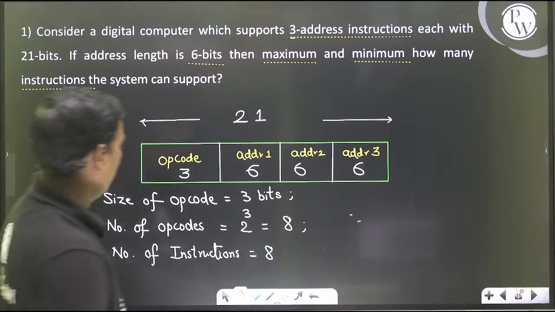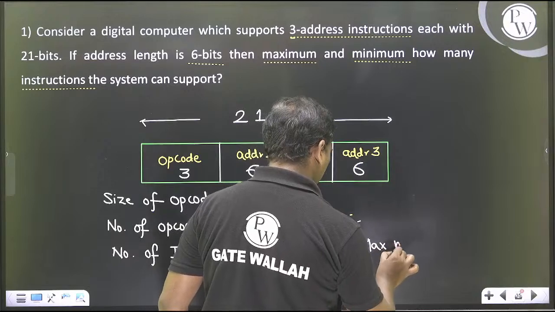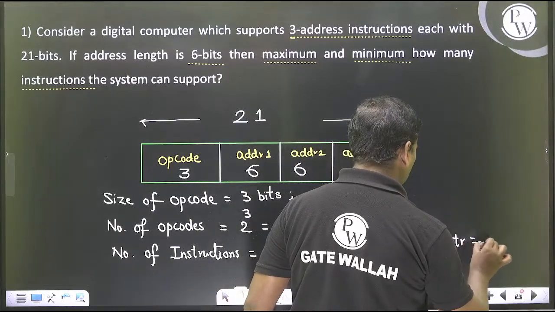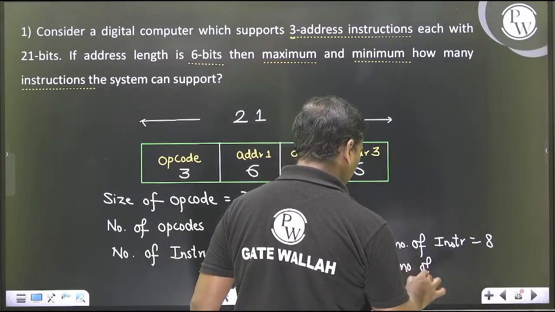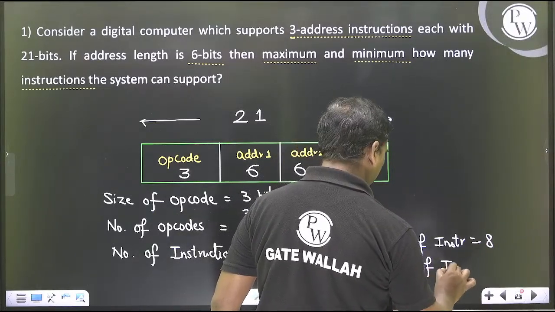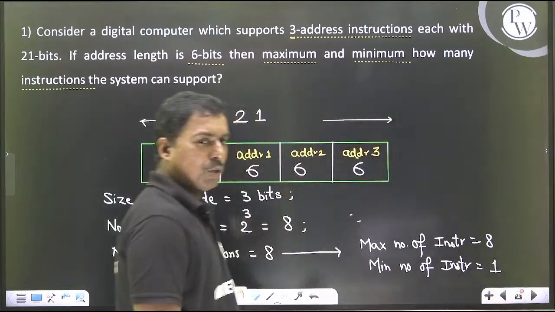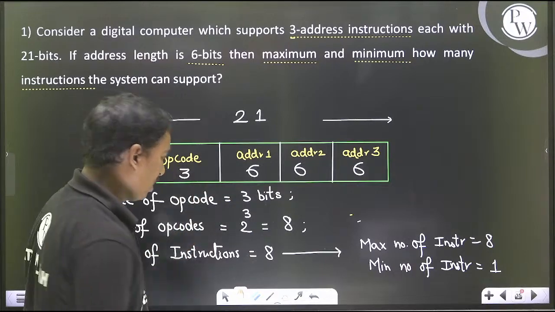So the maximum number of instructions will be 8. The minimum number of instructions will be 1. Why? Because at the very minimum, a single opcode can exist. So that's the point.